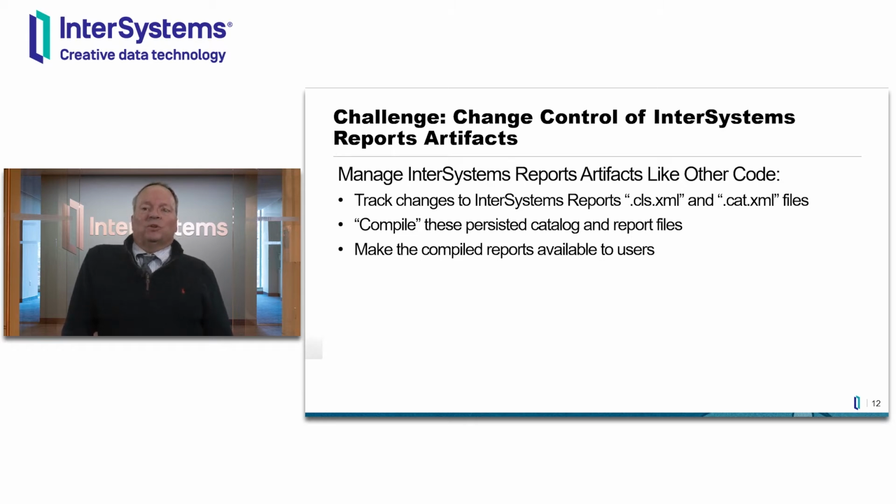For the InterSystems Reports designer artifacts, we want to treat them like any other code we use to build our applications. Fortunately, InterSystems Reports gives us the option of saving the design reports as ASCII XML files, so tracking changes to these files is possible. This is critical so we know when things were changed and why. We also needed a way to convert these reports to their binary format and deploy them so the InterSystems Reports server can serve them when requested.